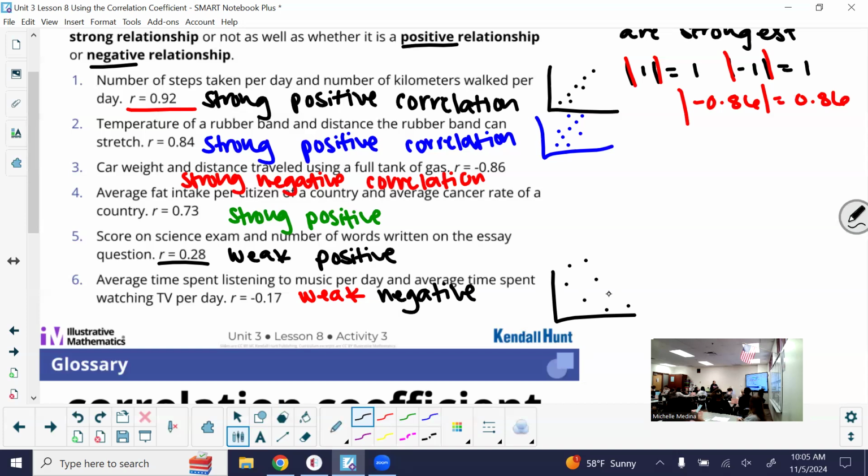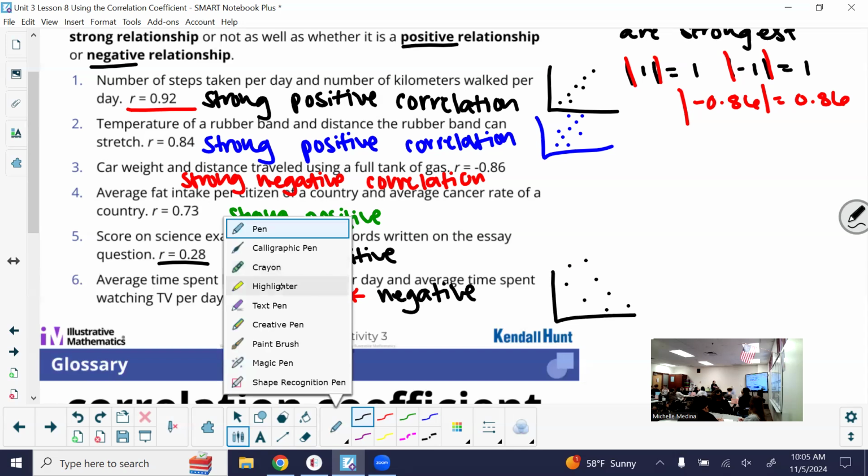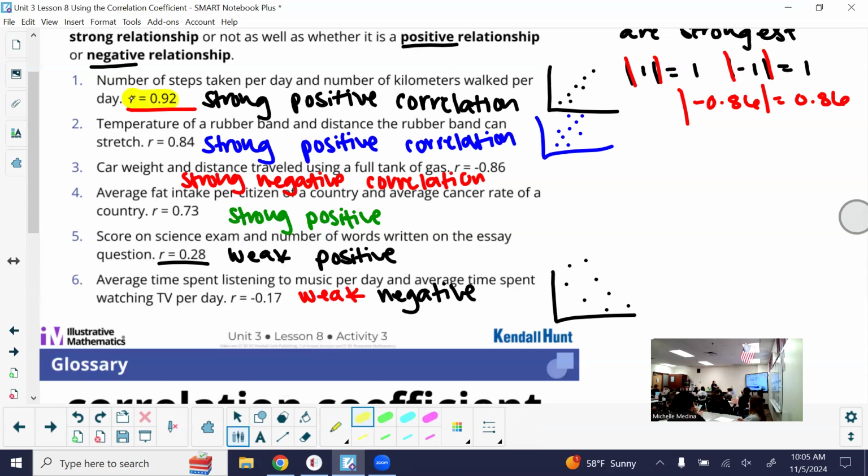Okay, now here's what I need you to be able to do on your tests. If I have a bunch of R values to compare, be able to tell me which are the strongest, which are going to be better linear models, for example. So here's all the R values.